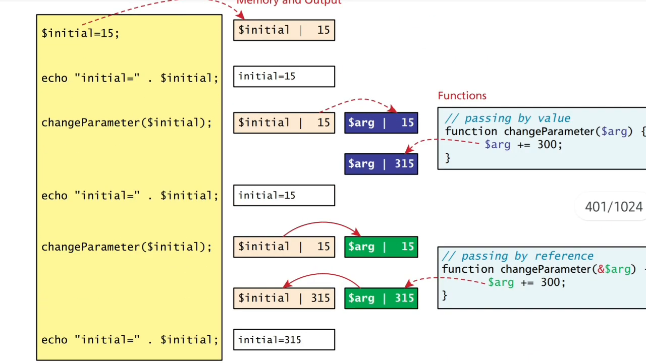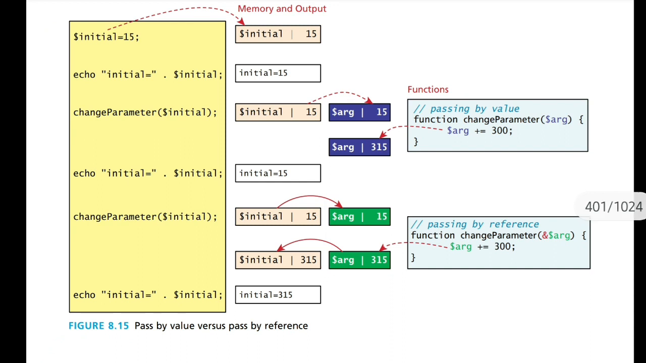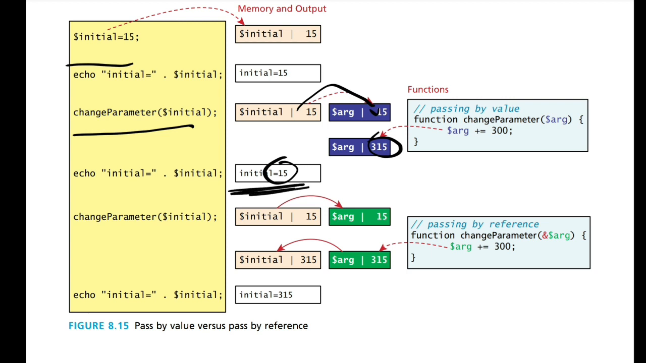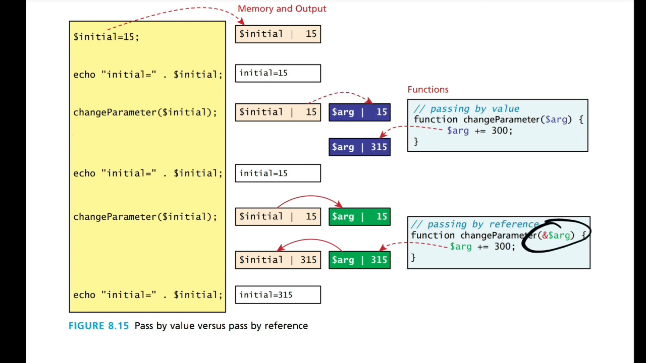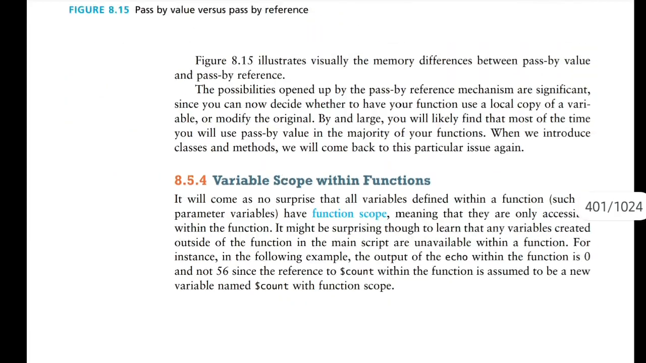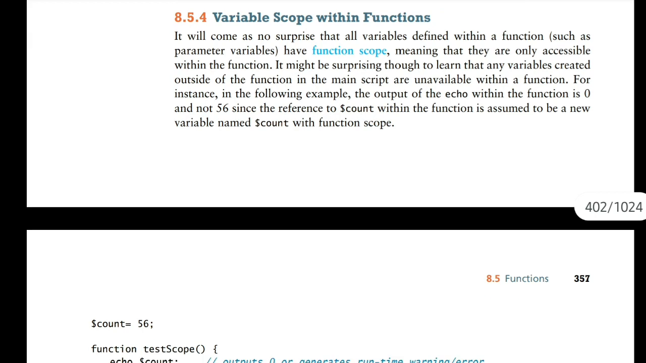Here's a better example of it. What I am trying to say is, I've just called the change parameter without reference. So what happens, 15 will be passed and changed to 315, but that will not change the initial 15, so it will be 15 here itself. But when I pass by reference, 15 will become 315, and that change will be made inside the memory as well. So initial will become 315 instead of 15 as in the previous case. That's the pass by value and pass by reference difference.